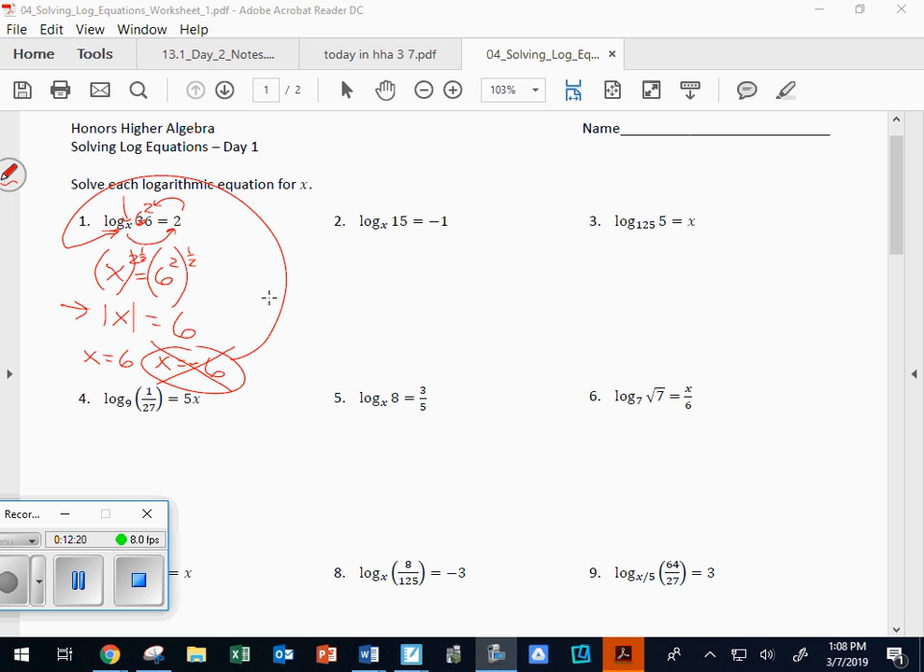All right, next one. Can I simplify it? Nothing to simplify. Can I rewrite it? Yes. X to the -1 equals 15. And then I just have to solve it. How do I get rid of a -1 up here? I put it to the -1, because -1 times -1 is +1, and x to the +1 is just x. So it's that. So what the heck is 15 to the -1? 1/15. Very good.